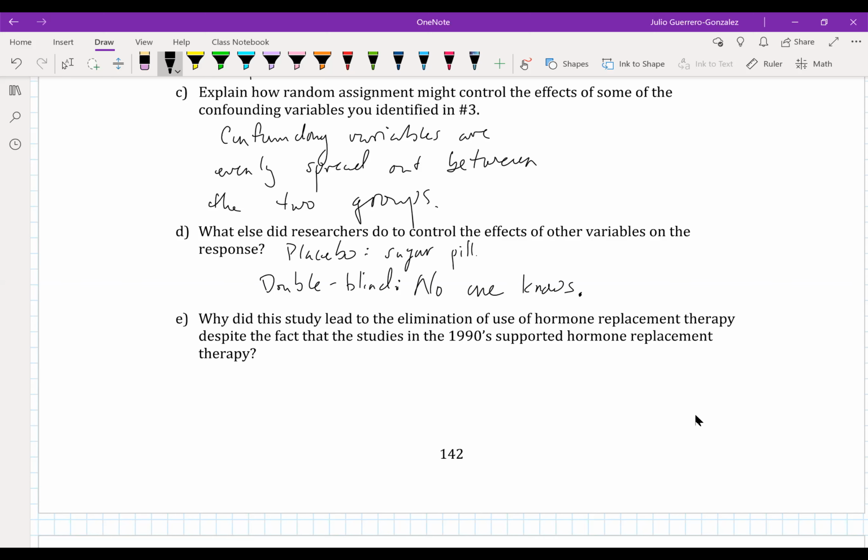So next question. Why did this study lead to the elimination of hormone replacement therapy, despite the fact that the studies in the 1990s supported hormone replacement therapy? So this study eliminated it, but the other one didn't. Why? The experiment yielded empirical data that showed a cause and effect. Exactly. Make sense? What is the definition of empirical data again? Observable and repeatable.